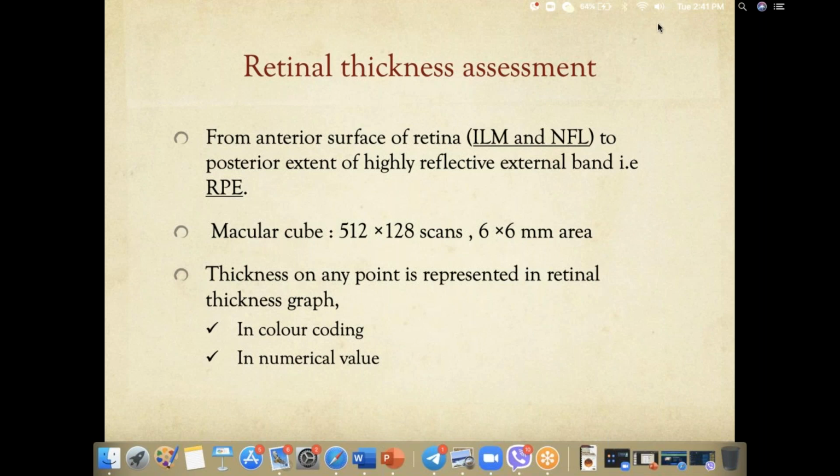So, anyone want to comment on this? Were you all aware that macular volume was also equally important for determining further intervention in that eye?